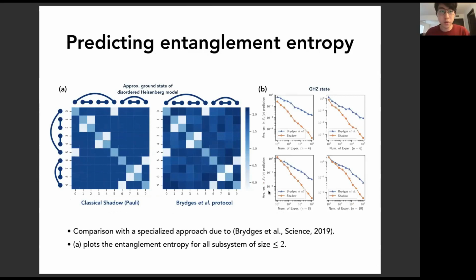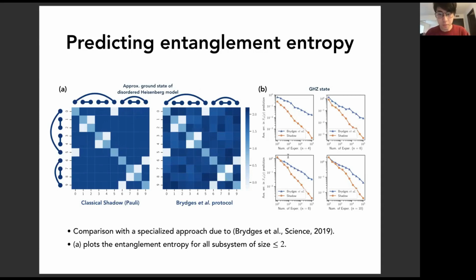There are also a lot of others. For example, this predicting entanglement entropy experiment. In figure A, we're looking at the approximate ground state of the disordered Heisenberg model, which would be given by this random singlet phase. So basically you just have a bunch of Bell pairs as your ground state. And here we're plotting the entanglement entropy for all subsystems of size less than or equal to 2. Using classical shadow, you get this plot for the estimated entanglement entropy, which is much cleaner than this specialized approach due to Brydges et al., published in Science in 2019.